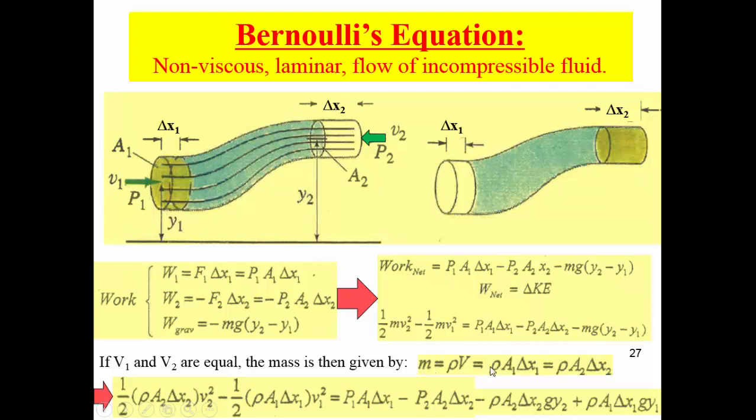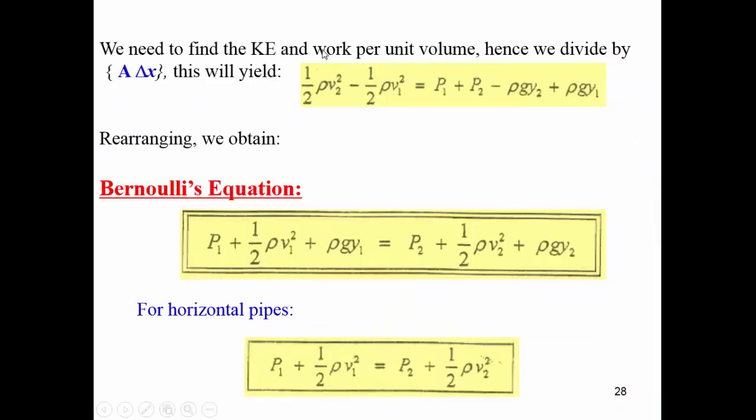And hence we can replace the mass by density times area times delta x, for A times delta x will replace the volume. And now we set the two sides equal to each other, and notice here that A2 delta x2 is the same as A1 delta x1. Now if we take the kinetic energy and the work done per unit volume so that we can cancel A delta x, we divide the whole equation by A delta x to obtain the work energy done per unit volume, and this will reduce the equation to the following.